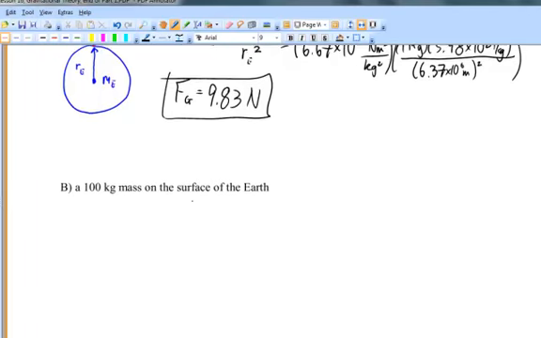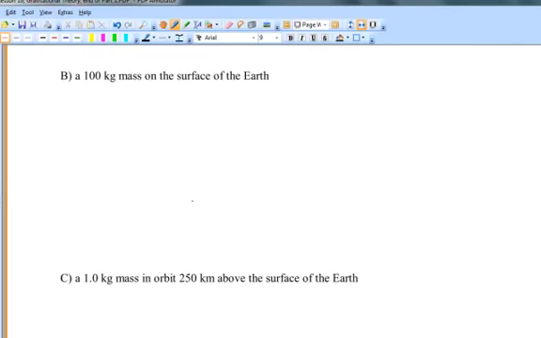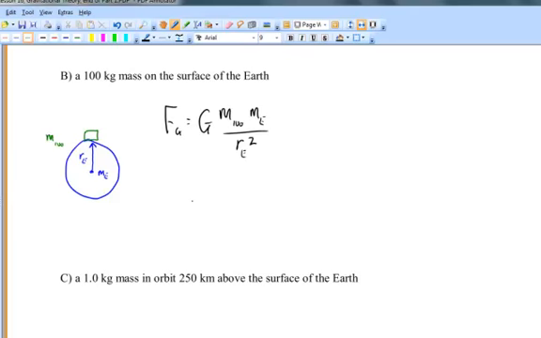Let's go to part B. We want to do the same thing for a 100 kilogram mass. We have a similar picture. So I'll approach it in a similar way. Use the formula, but I'm going to put 100 kilograms in for the 100 kilogram mass.